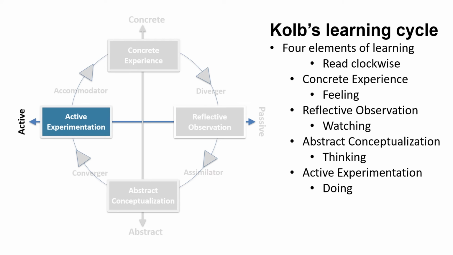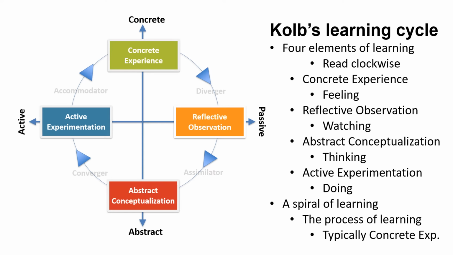The fourth and last element is called active experimentation. It is about using new theories or concepts to solve problems, make decisions. It is about the ability to get things done by influencing people and events through action. Learners get things done and accept risk-taking.